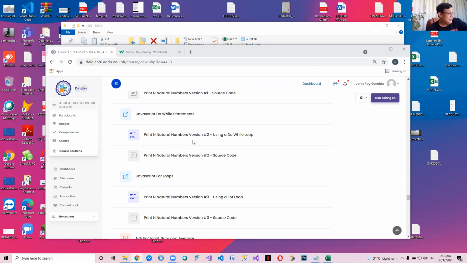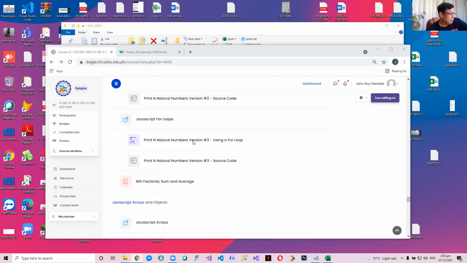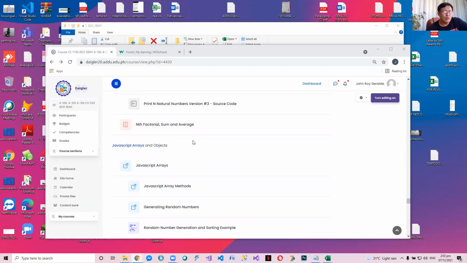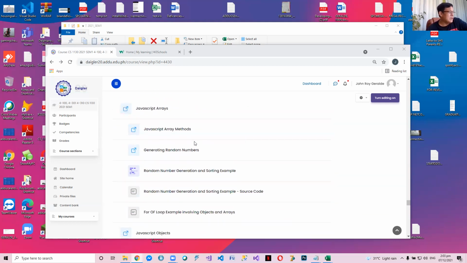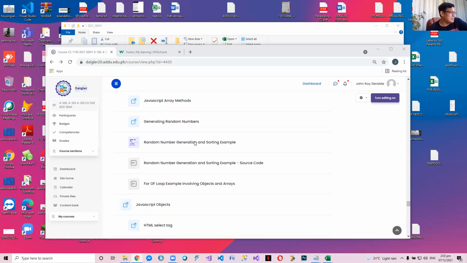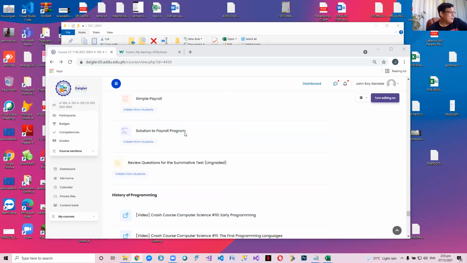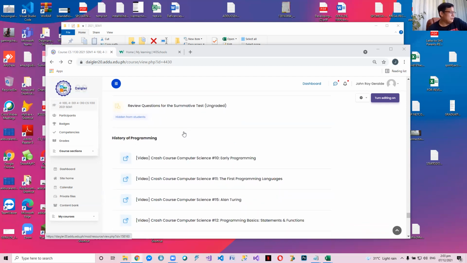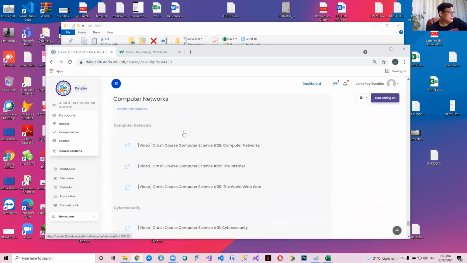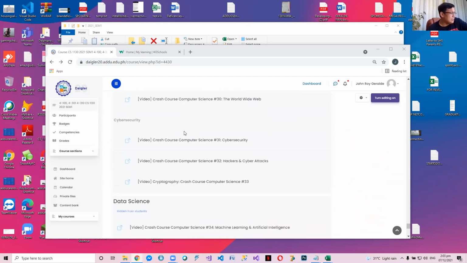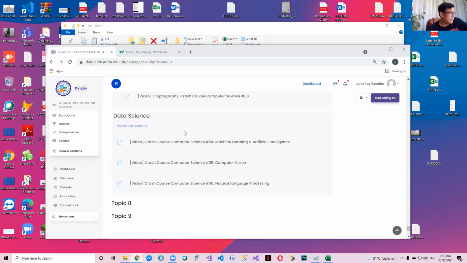No? Gagawa tayo niyan. And I'm going to show you that. And then you will launch it in your personal web page. We'll discuss aggregate data types such as arrays, no? And then objects, no? So kaya nga magkaroon dito tayo ng simple shopping cart. We'll create a payroll program, no? And then yeah, we'll discuss computer networks and introduction to databases.